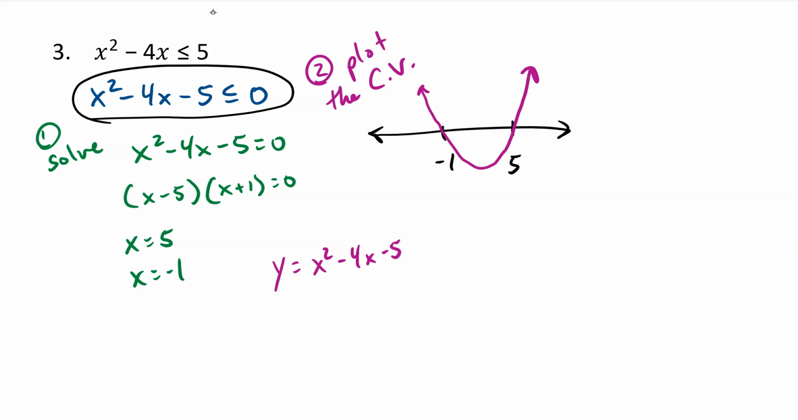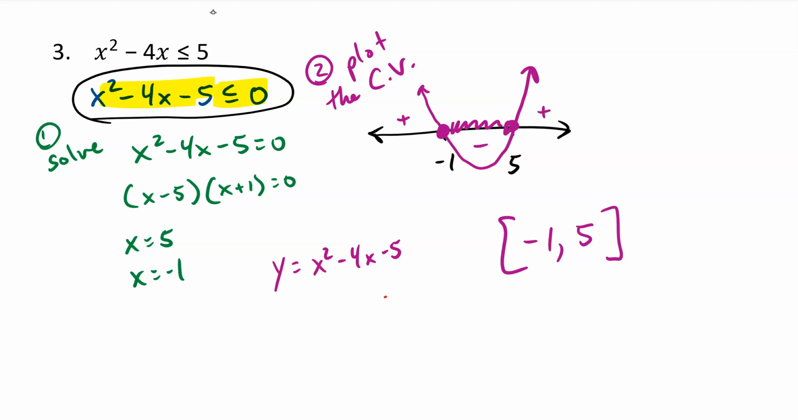So initially the values are positive, then they're negative, and then they're positive again. And I'm interested in the solutions that are negative because I have that less than or equal to 0. So negative or equal to 0. And so I'm going to include the boundary points this time. And my solution is negative 1, 5.